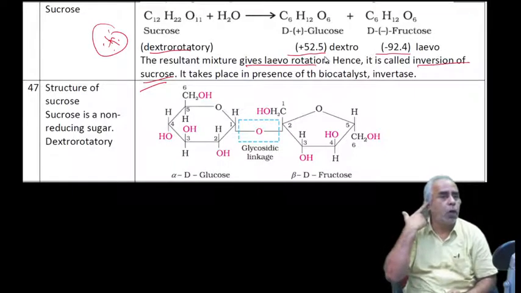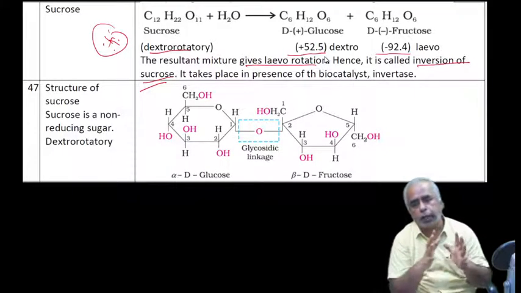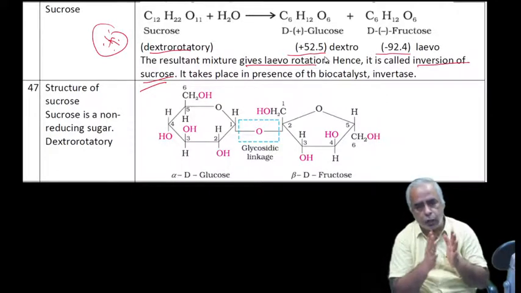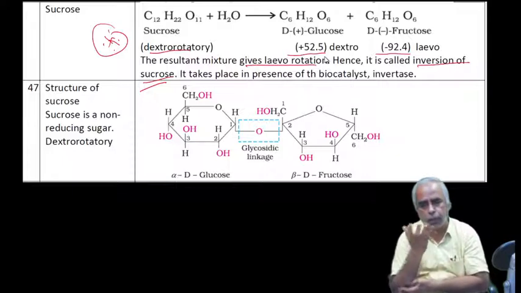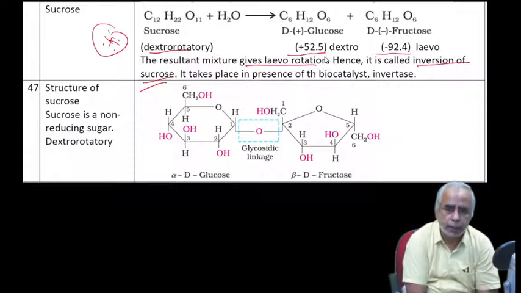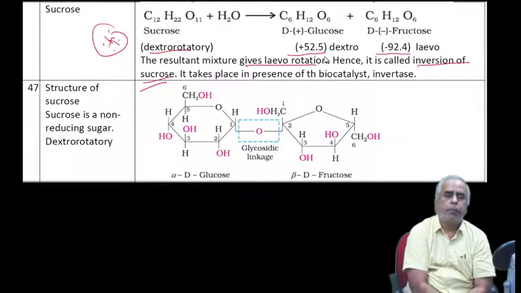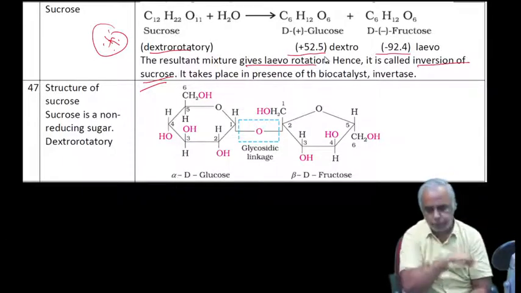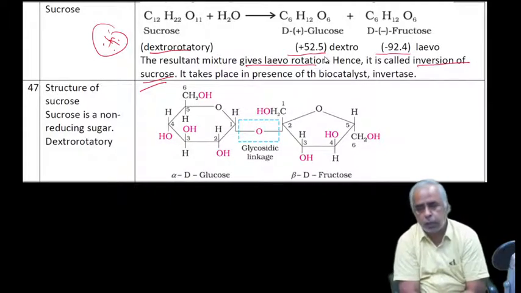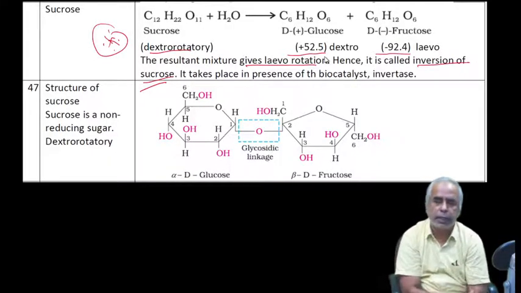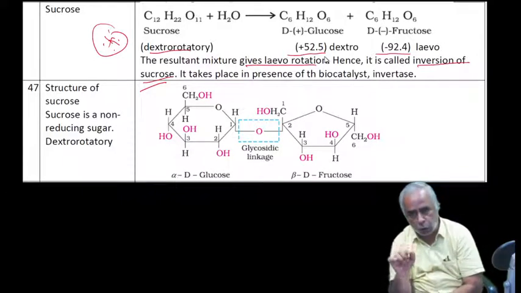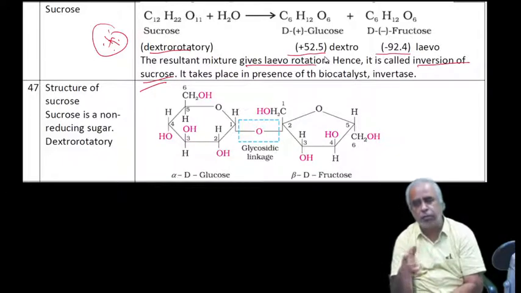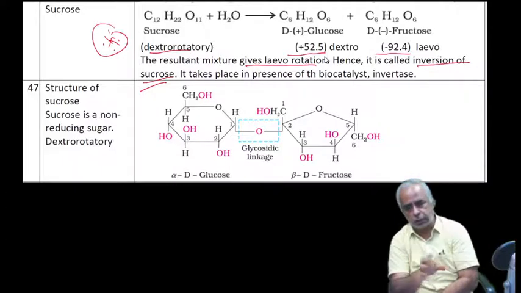So this is possible in the presence of a biocatalyst, and since it hydrolyzes the sucrose and converts it into an inverted rotation with the dominance of levo, that is why this enzyme is called invertase. As I already suggested, the enzyme which is responsible for breaking the glycosidic linkage can be called an ase, because it is specific about the substrate, and that too is responsible for the inversion of sucrose. So it's called invertase.